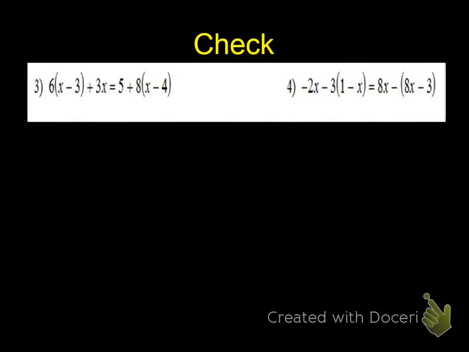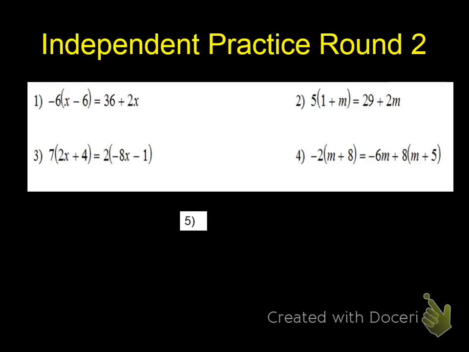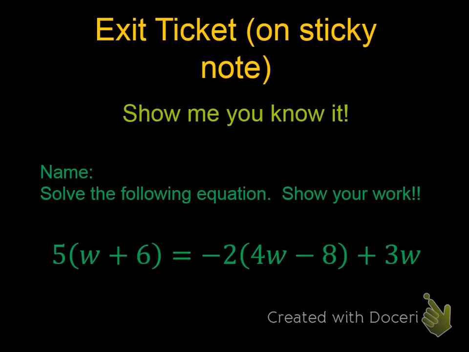All right. So next you're going to have independent practice round 2. Please copy these 4 problems down in the appropriate space and solve them, showing all your work. If you have questions, please make sure you raise your hand and ask, or come see your teacher. When you're done, please get a sticky note from the desk or from the table and write the following problem on the sticky note and put it on my desk or on the chalkboard.